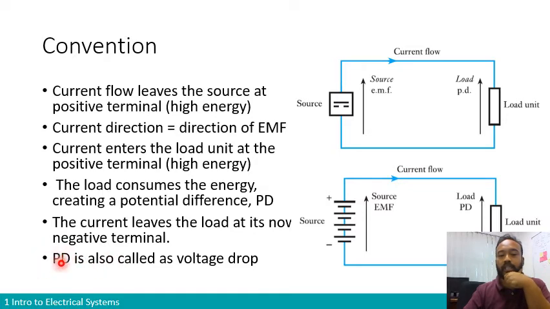So potential difference is also called voltage drop in certain textbooks. They mean basically the same thing.